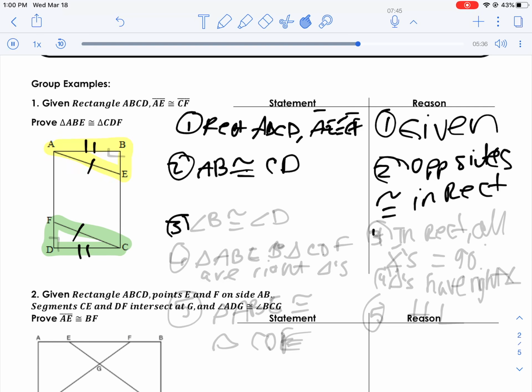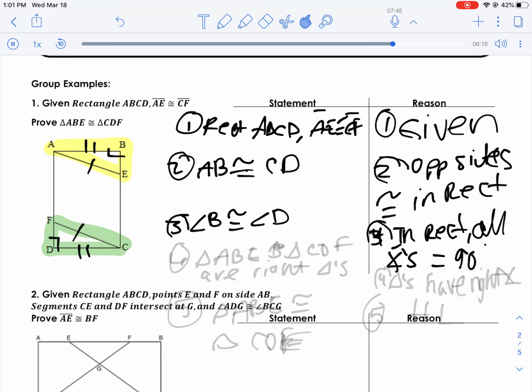Now, in a rectangle, we also know that all angles equal 90 degrees. So that means I'm going to have to use angle B with angle D. They're both equal to 90. So that's what I'm going to say next. Angle B is congruent to angle D. Why? In a rectangle, all angles equal 90 degrees. And now look at your triangles there. What method does that look like? Oops, this should say 3.